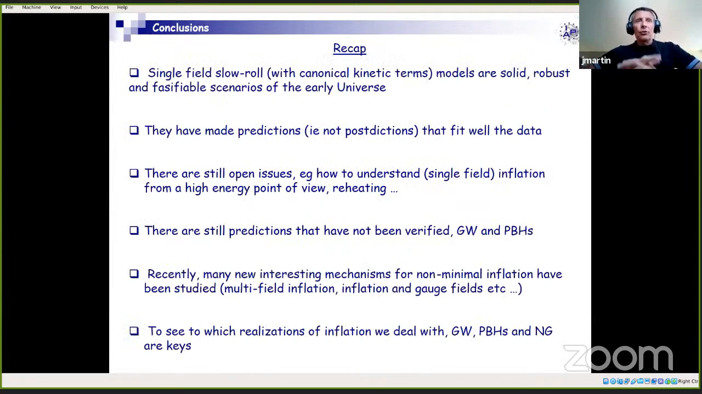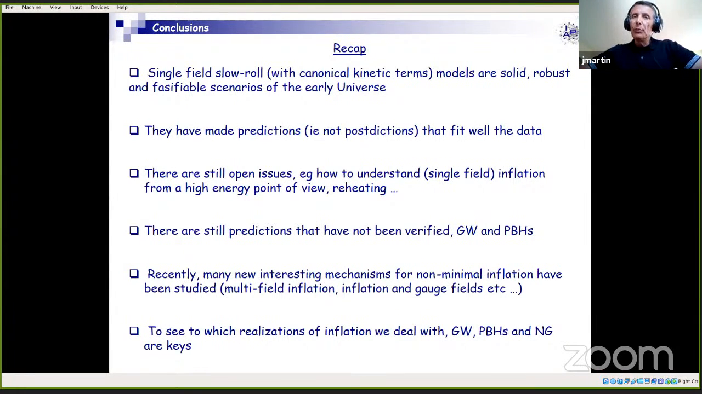Well, I just very briefly repeat what I have said. So single field slow roll models are solid, robust, and falsifiable scenarios of the early universe. I think something important is that they have made predictions that have been verified. They are preferred models given the Planck data. There are still open issues, I think, that I have listed and discussed. There are still predictions that have not been verified, even for those simple models.